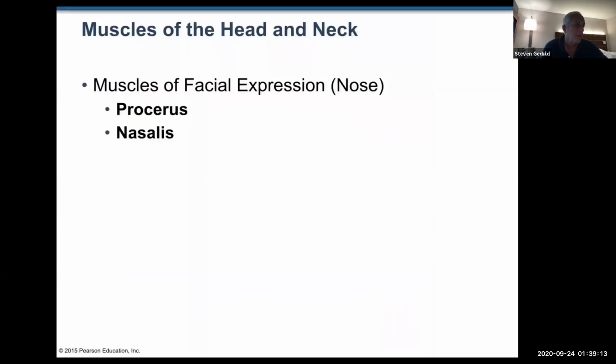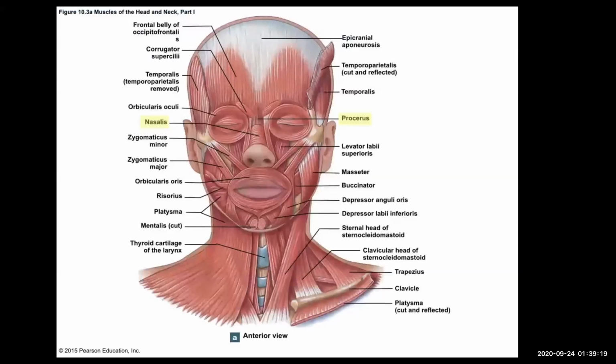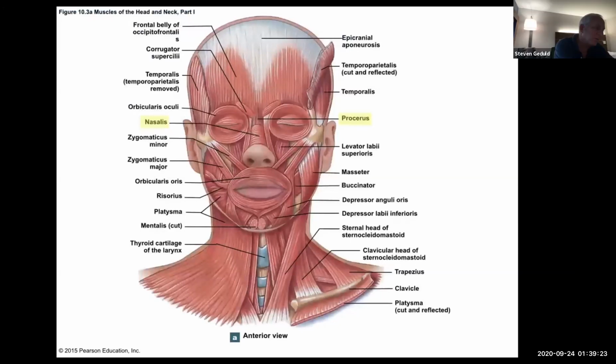Okay. Facial expression of the nose, the procerus and the nasalis muscle. Here's your procerus muscle, right between the corrugator supercilii muscles. And this is your procerus muscle. That's the muscle you go after with Botox.